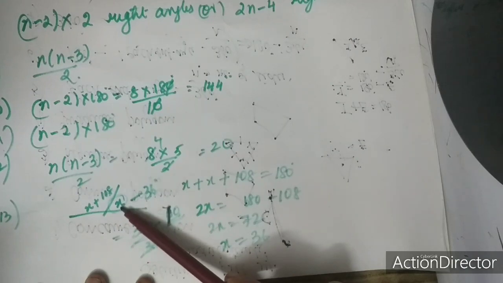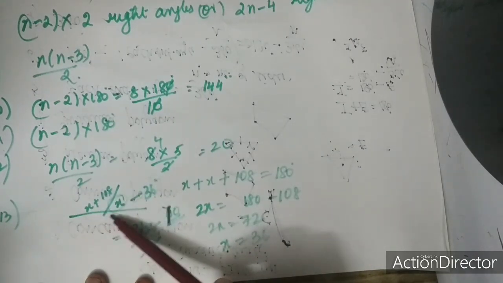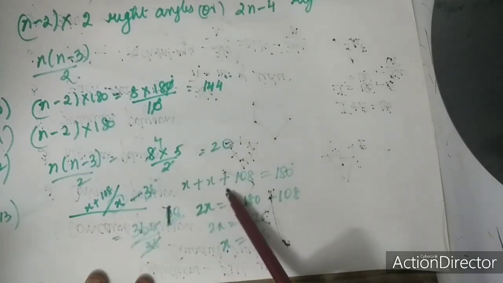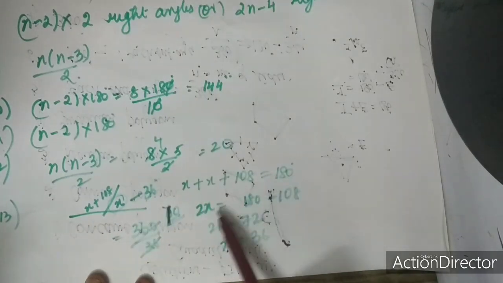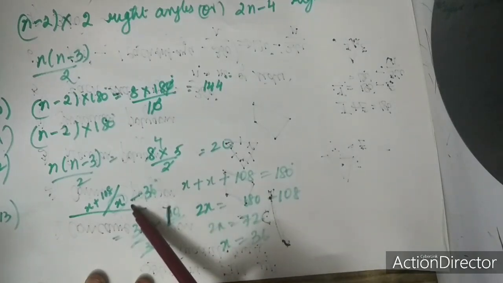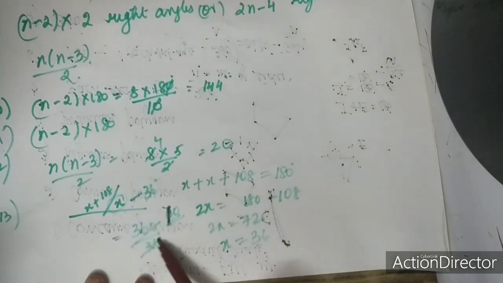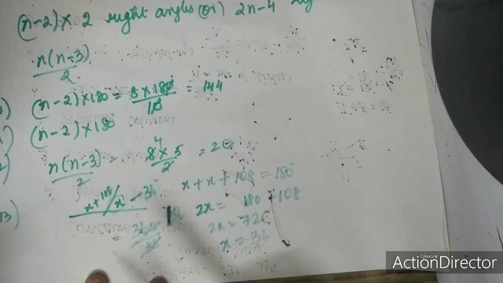So let us take the exterior angle to be x. Interior angle is x plus 108. Since it is forming a linear pair, x plus 108 is equal to 180 degrees. On solving, we will get x equal to 36 degrees. x is nothing but your exterior angle. So in order to find the number of sides, we know the formula: 360 degrees upon 36, which is equal to 10. So the number of sides of this polygon is 10.